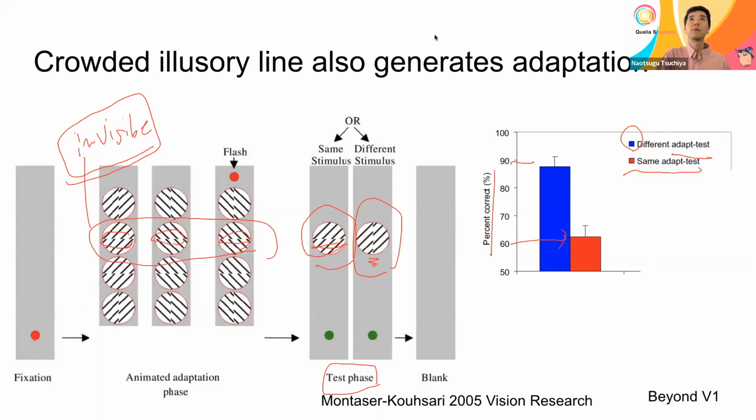So with respect to consciousness and visibility, the important thing here is that even if the adapter is not consciously visible, it can generate a substantial aftereffect. That's the orientation dependent aftereffect. It's like the motion or color version, but it's the case of orientation.